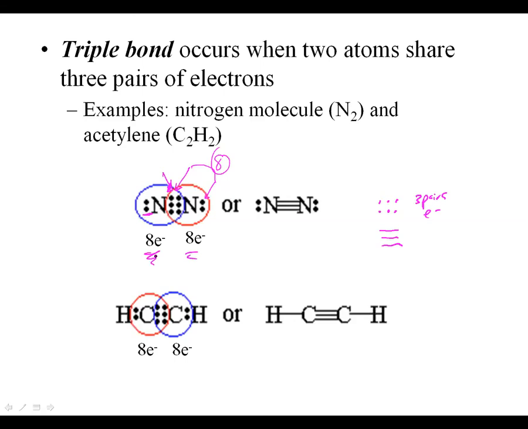And here with our C2H2, this carbon here sharing 2, 4, 6 electrons, and one more, giving it 8. Same thing on this carbon on the right-hand side. It has the same 2, 4, 6 electrons it's sharing, and one more over here gives us 8 electrons, and that gives each of those carbons 8.